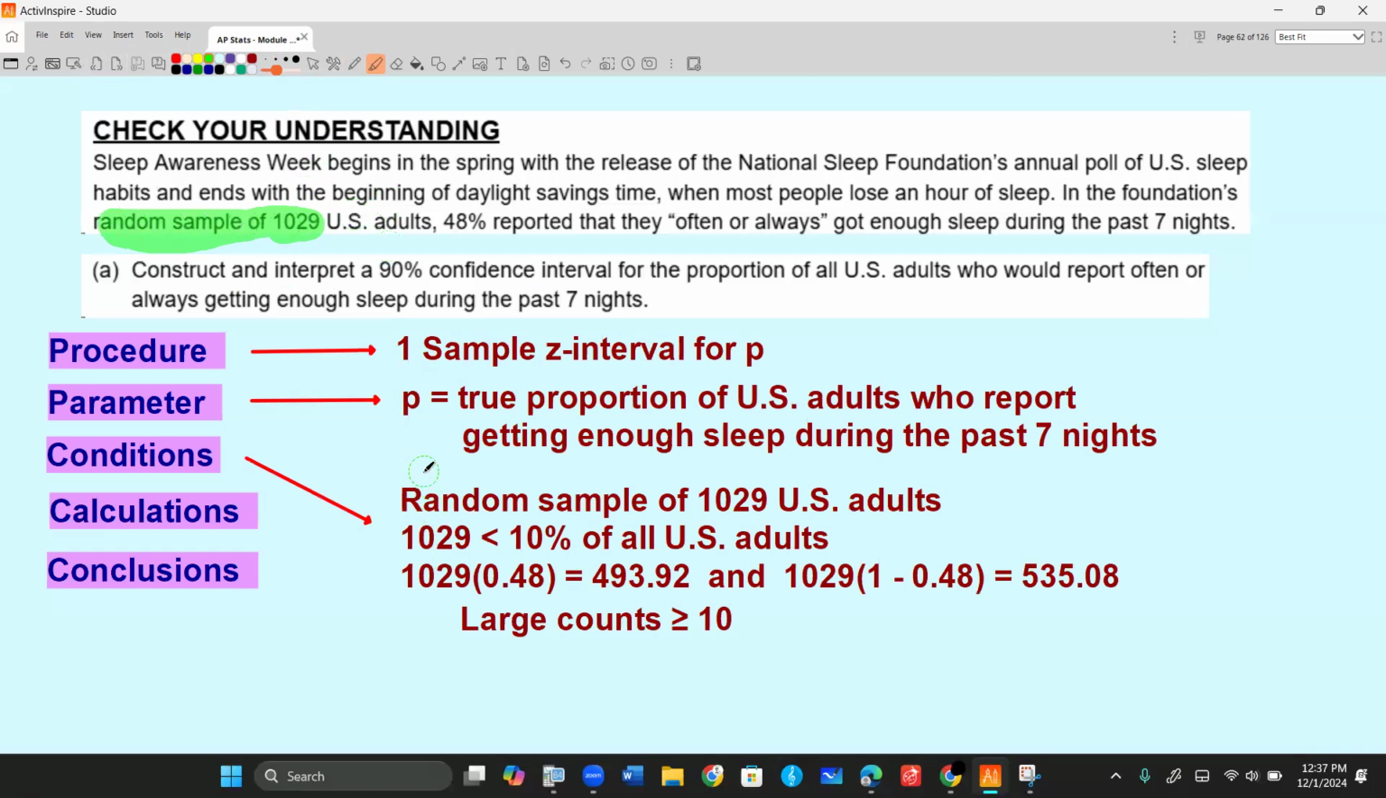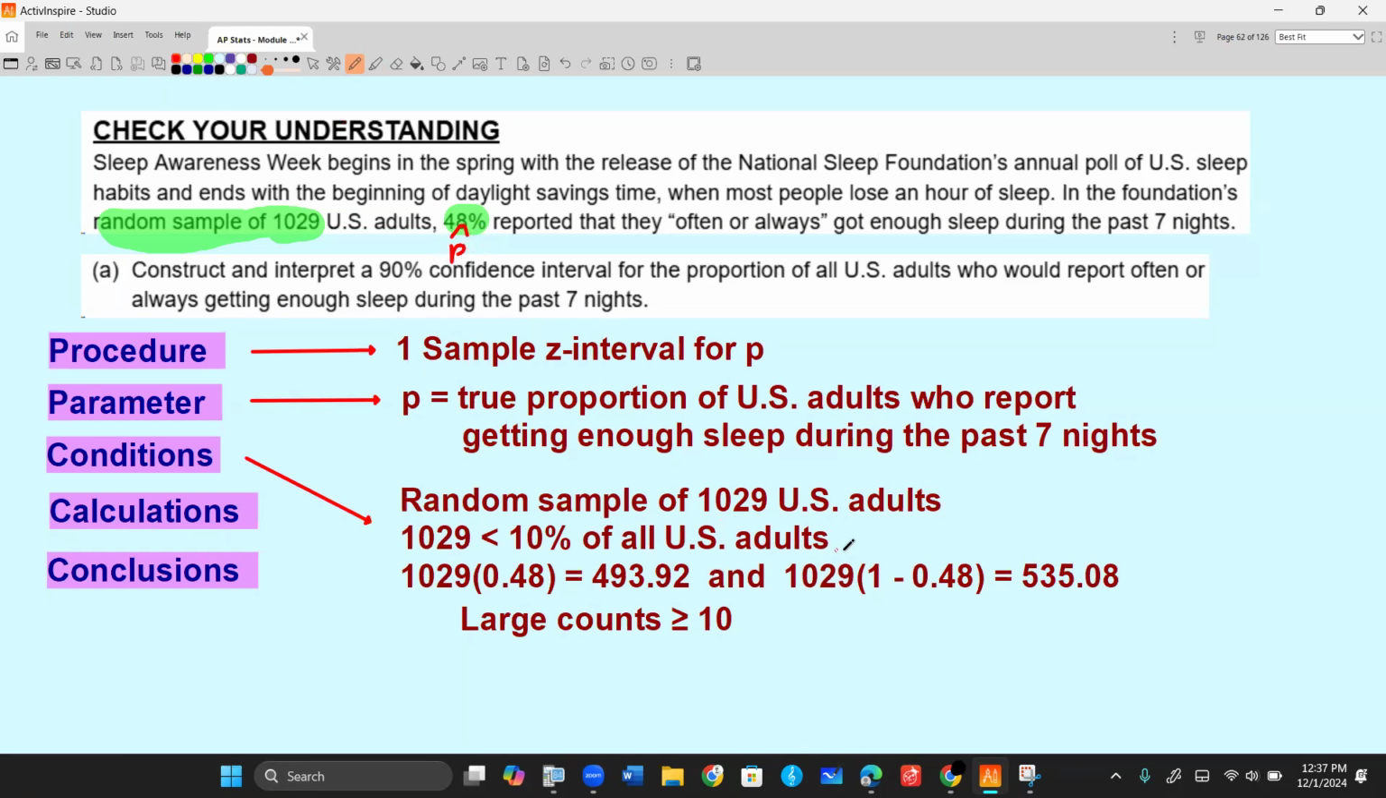Our 10% condition: we're going to assume less than 10% of all US adults were sampled, which is almost always going to be the case here. In our large counts, we don't have the number of successes. We're actually given the sample proportion. So this 48% is actually your p hat. I'm going to write that down here.